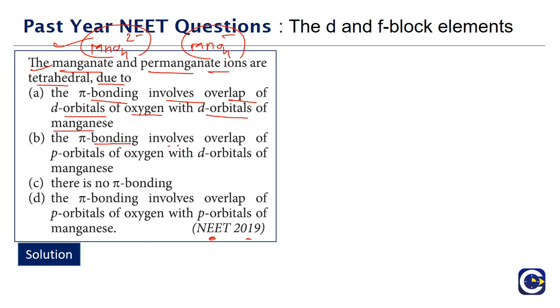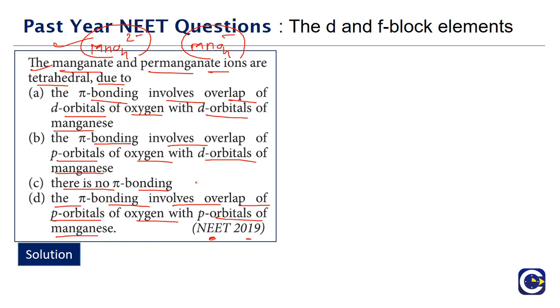Option B is saying what? Pi bonding involving overlapping of p orbitals of oxygen and d orbitals of manganese. Option C is saying what? There is no pi bonding. Option D is saying what? Pi bonding involving overlap of p orbitals of oxygen and p orbital of manganese. So here we are essentially talking about the role that the pi bond will play in deciding the shape of these two ions, both manganate ion as well as permanganate ion, and we have to choose which kind of pi bonding is actually existing, if at all.